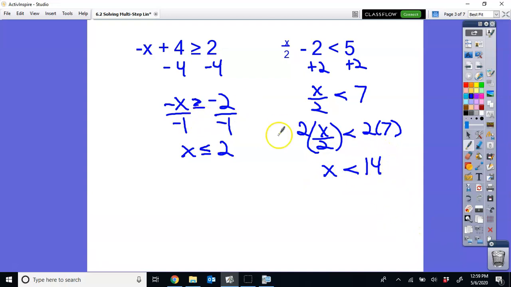Again, these two solutions for these two different inequalities are telling me that if you plug in anything less than 14 right here, it should work. If you plug in anything less than or equal to 2, it should work. That's the whole point of solving.